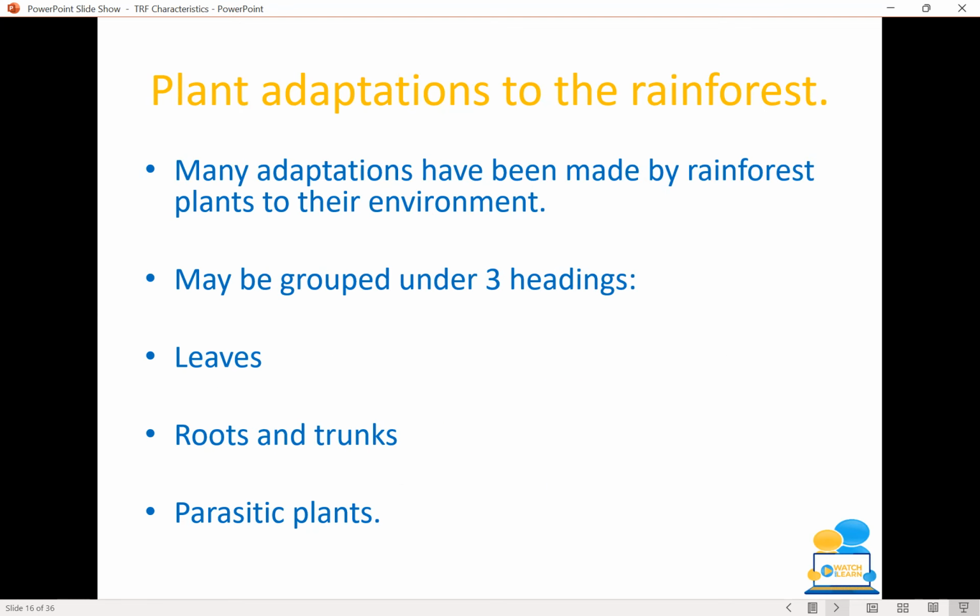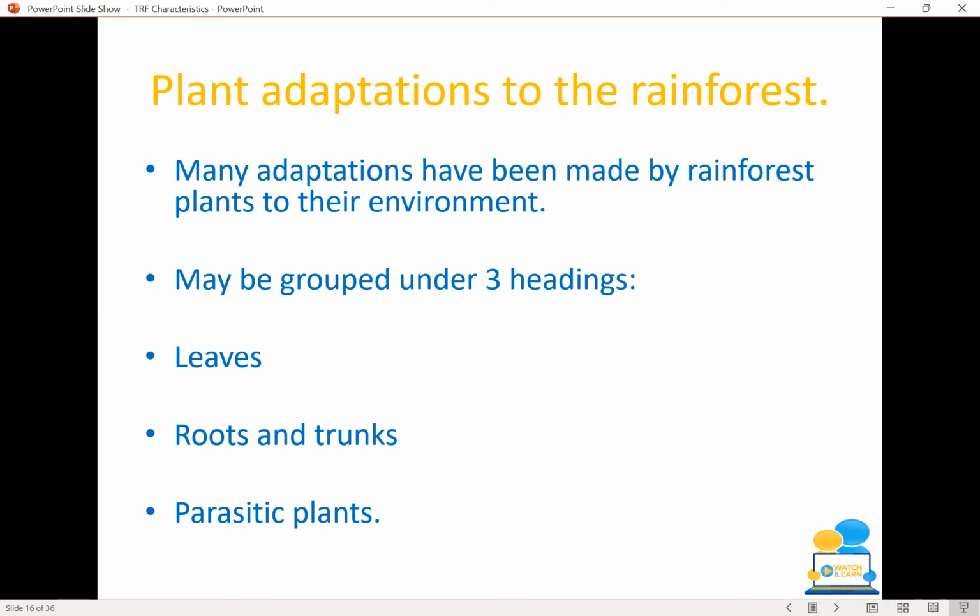And as a result of all of this, as we've said, we've got 4 different layers to the rainforest. As we've already mentioned in a few different ways, there are lots of different adaptations, because if you're an animal or a plant, living in the 4 different areas, they're all very, very different. So you've got to adapt and change to the conditions in each of those 4 areas of the rainforest. Many adaptations have been made by the rainforest plants to their environment.